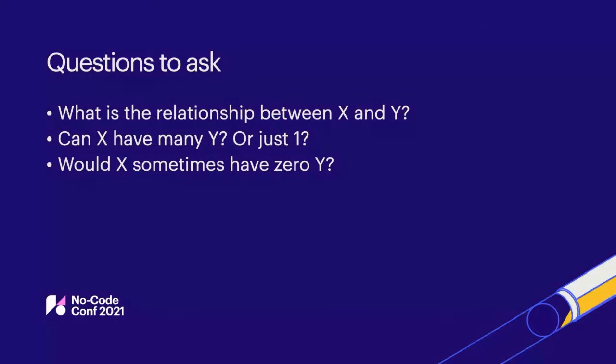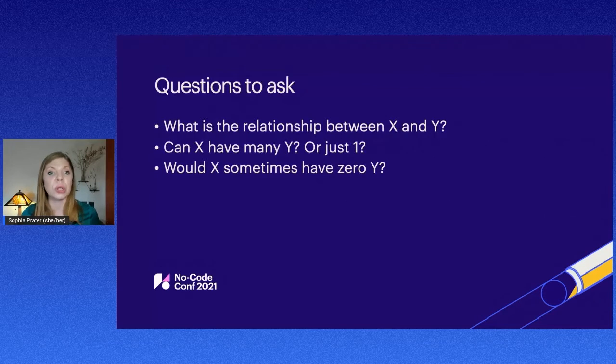Okay, so questions to ask as you're going through this process. What is the relationship between X and Y? You can even do this as a binary with your clients first. Is there a relationship between X and Y? Sometimes you need to start there. Okay, yes. Tell me more about that relationship. Then you can get into more detail, like can X have many of Y or is it just one? So you're starting to drill down into whether this is a single reference or a multi-reference. And would X sometimes have 0 Y if there is a relationship?